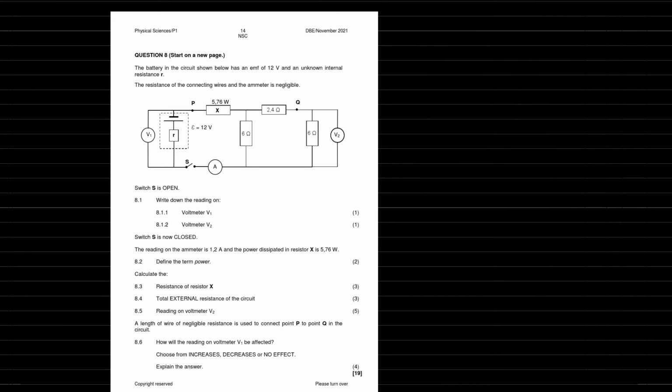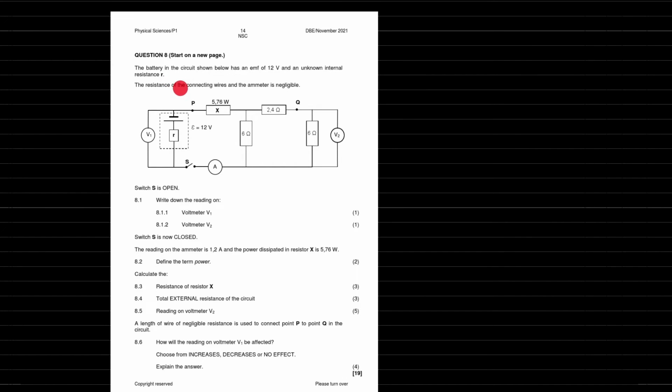So we have question 8. This is quite a tricky question, mainly because of the way the circuit has been drawn. It's really hard to see what the charge flow is. I'll explain it to you guys now. They say that the battery in the circuit shown below has an EMF of 12 volts and an unknown resistance R.